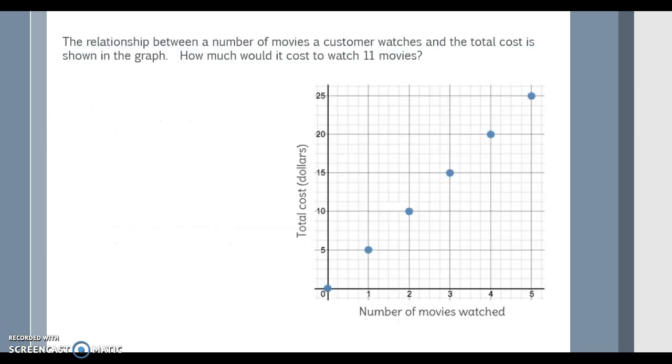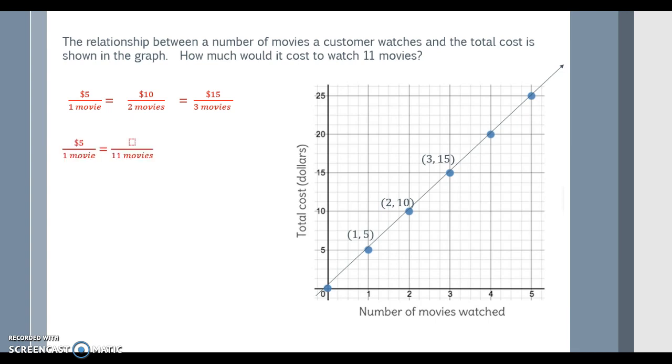The relationship between a number of movies a customer watches and the total cost is shown in the graph. How much would it cost to watch 11 movies? Well, I see based on the line that we drew here that the cost for one movie is $5. Therefore, the cost of two movies is $10. The cost of 3 movies is $15. And I can plot these points on our line. So 1, 5, 2, 10, and 3, 15 correspond.